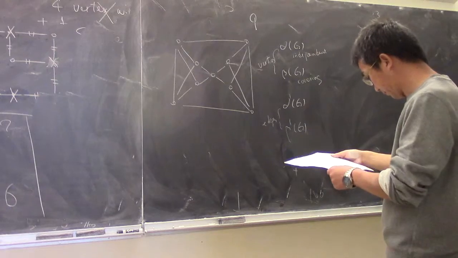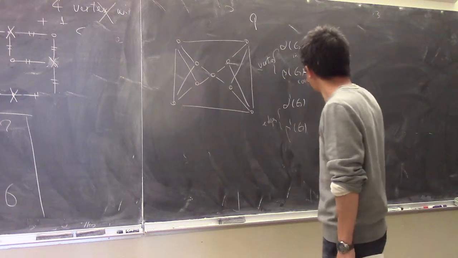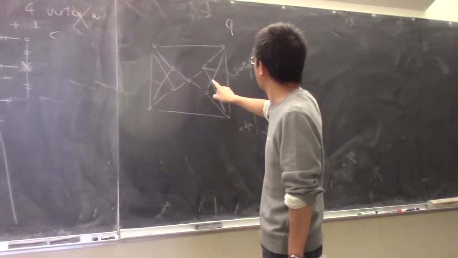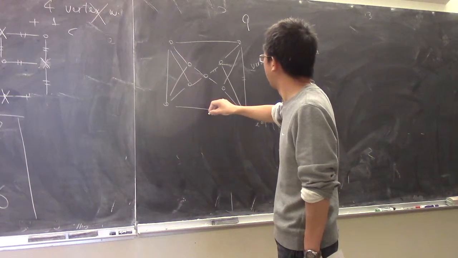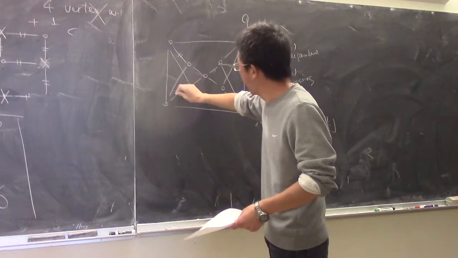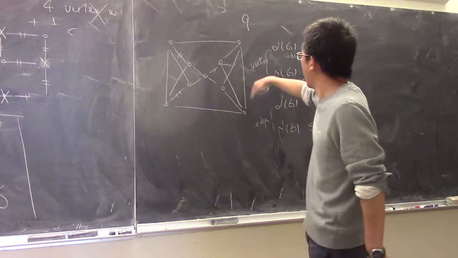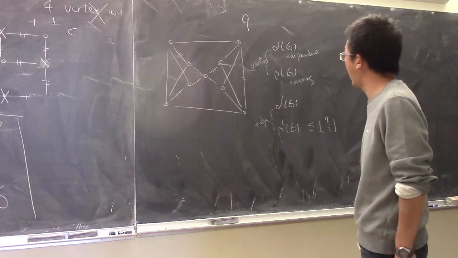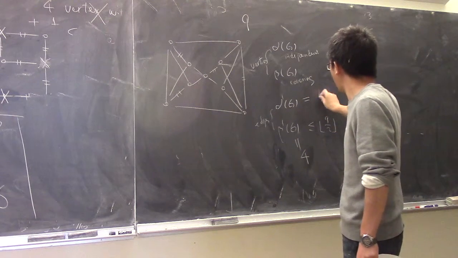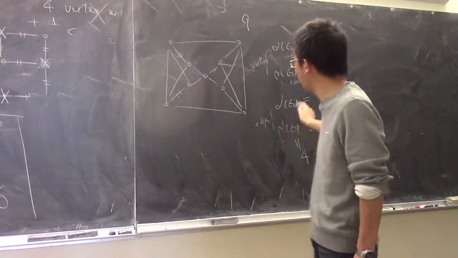So let me start with edges, right? What's the maximum edge? This number is always less than or equal to the floor of 9 over 2. Let me look at 1, and then 2, say 3, then I have 4 here. So I have the 1, 2, 3, 4, right? They are independent edges. That's the maximum number you can obtain, so this is equal to 4. And this is equal to 5: the minimal number of edges to cover all of the vertices is equal to 5.